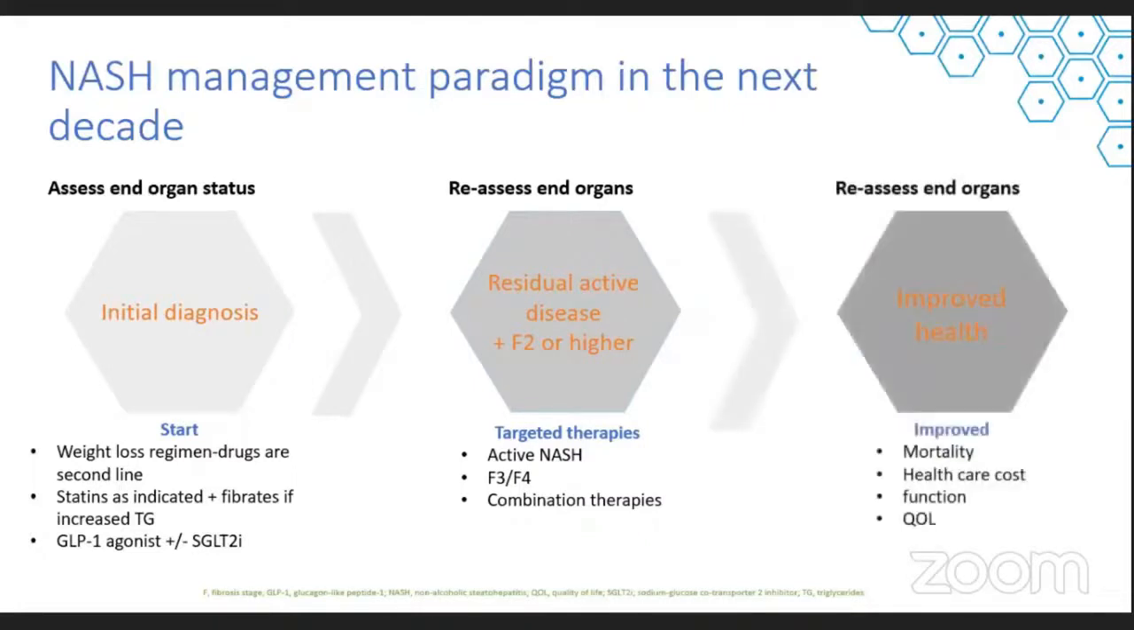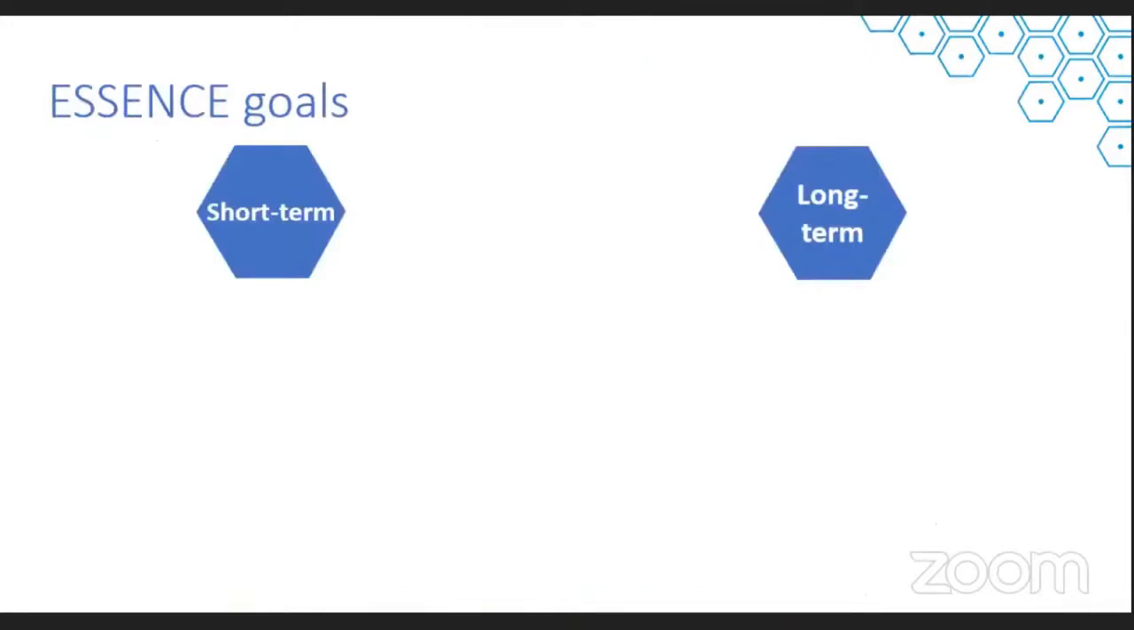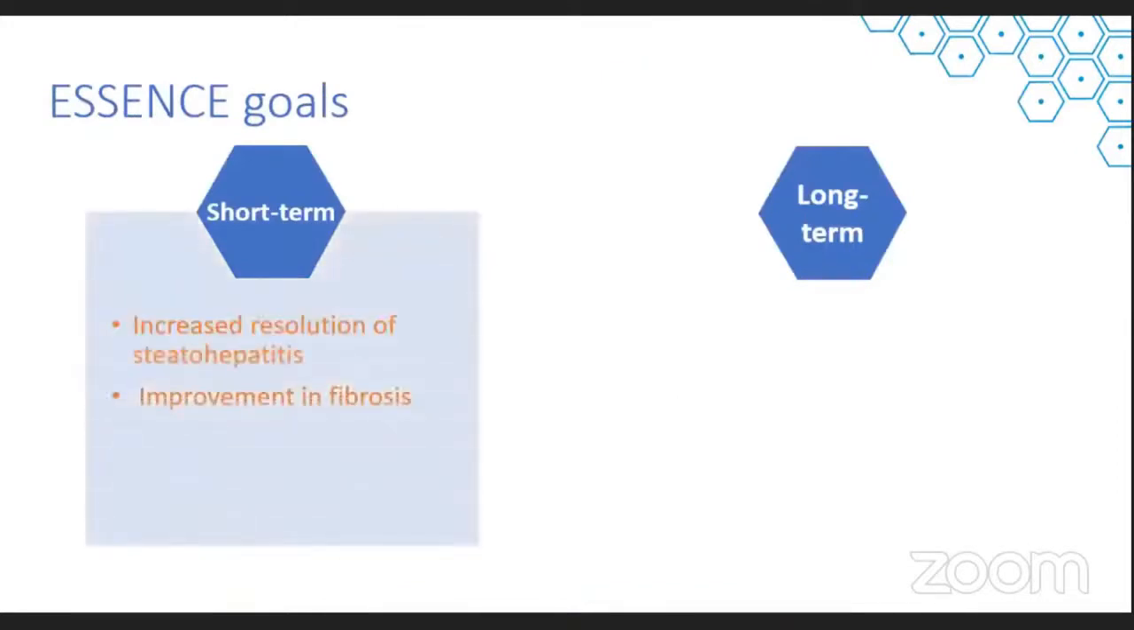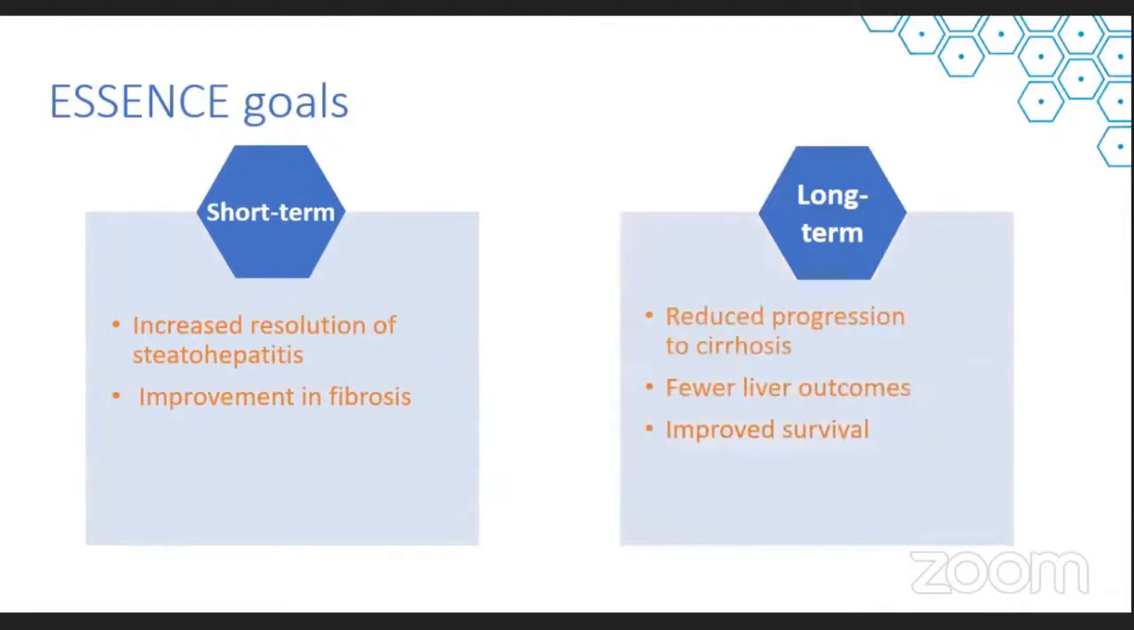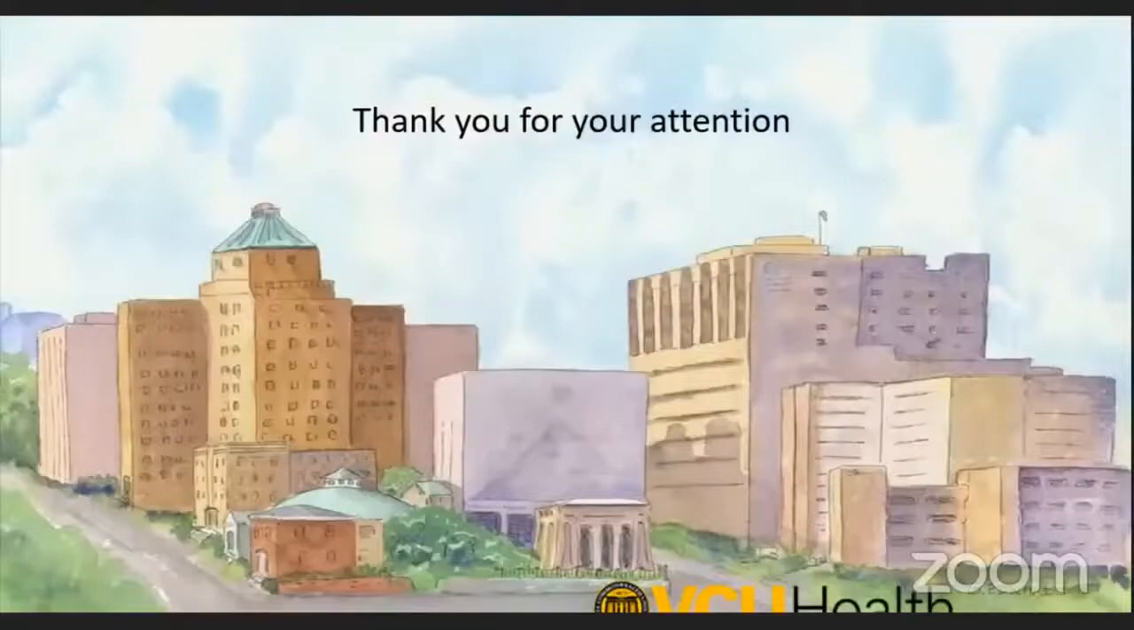And eventually, of course, we need data. And we need the data to show that in our NASH population, when you use it specifically with the idea of treating NASH, you improve mortality, healthcare cost, function, and quality of life. So the goals of the ESSENCE trial, which is the phase 3 trial that is currently ongoing, is to increase resolution of NASH and improvement in fibrosis in the short term, and in the long term to reduce progression to cirrhosis and have improved outcomes. I thank you for your attention.